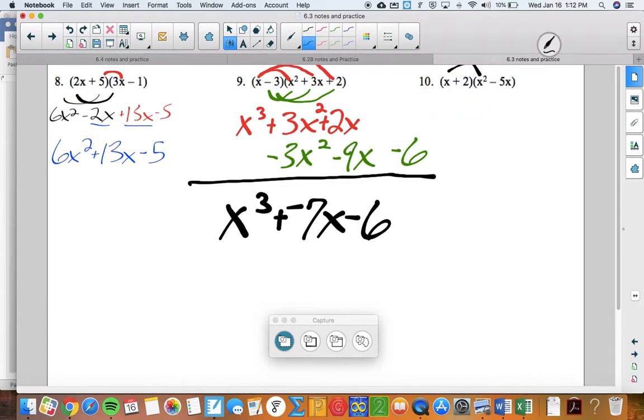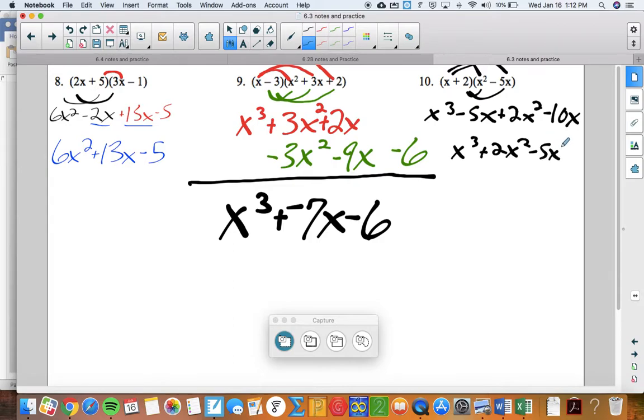Here we get x to the third for number 10. Negative 5x squared, positive 2x squared, and negative 10x. Now here there's nothing to combine, no like terms, but we should put it in standard form. So that 2x squared has to sneak in front of the negative 5x. Ooh, I do have like terms. Just kidding. I can combine negative 5x and negative 10x. That's negative 15x. That was fun.